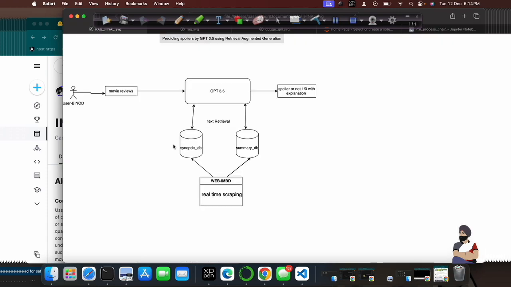I am not going to use the past reviews to detect whether something is a spoiler or not, to protect our model from data leak. That is why I am going to use only the synopsis and the summary. And if the synopsis and the summary are not present in the vector database, I am going to scrape them. This is a very interesting use case. Now let's go to the code.